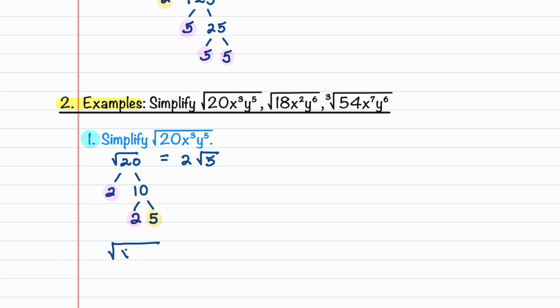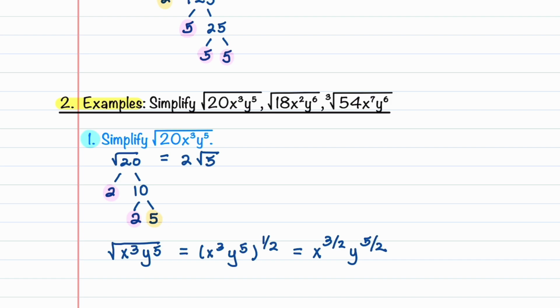Our variables are x cubed y to the 5th. The square root of any expression is just like taking that expression and raising it to the 1/2 power. So I'm going to write this as x cubed y to the 5th raised to the 1/2. To simplify these exponents, we're just going to multiply them. So this becomes x to the 3/2 times y to the 5/2.